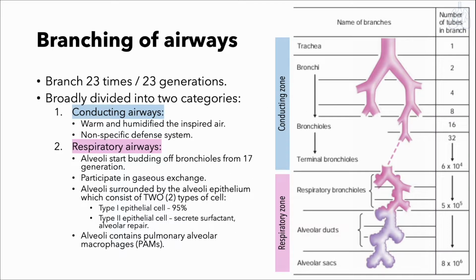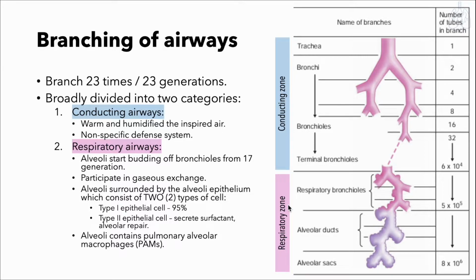So now let's take a look at the branching of the airways. Right, so in our airways, there are branches 23 times, or we call it 23 generations. If you take a look at this structure in blue, you will see that we have the conducting zone, and then we have the respiratory zone. Looking at the term itself, I bet you understand that the conducting zone means the regions that conduct the air into the lungs, and the respiratory zone is the region that undergoes gaseous exchange.